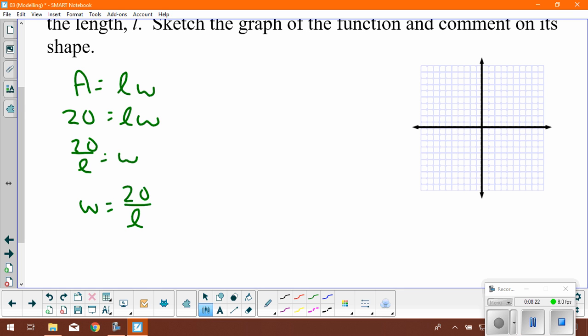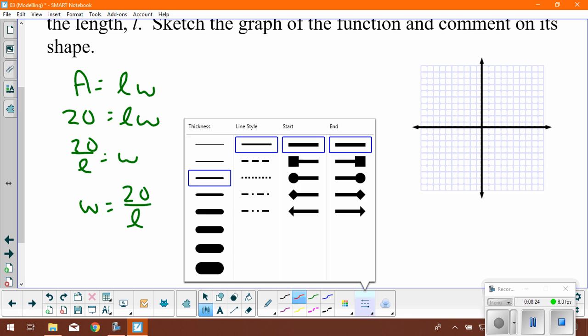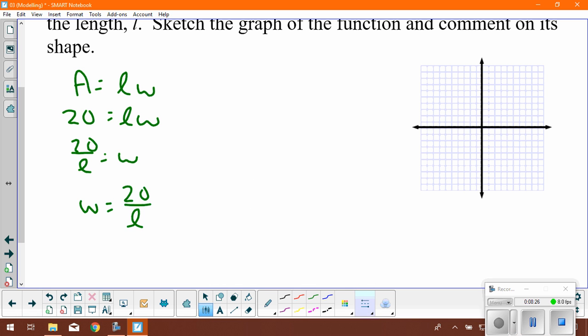Now let's sketch its graph. So again, we'll look at those key things. What is my vertical asymptote? Well, that's my roots from the denominator. I just have an L there, so my vertical asymptote is at 0 because I can't divide by 0.